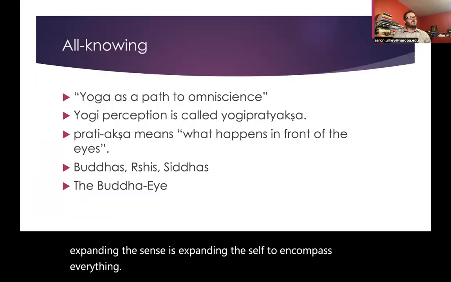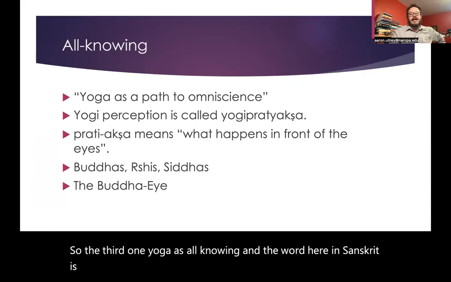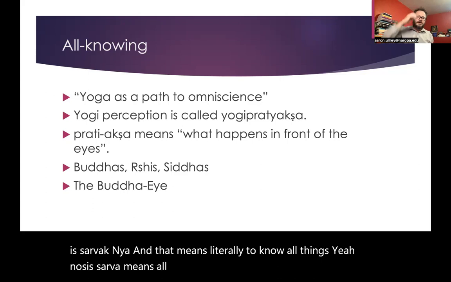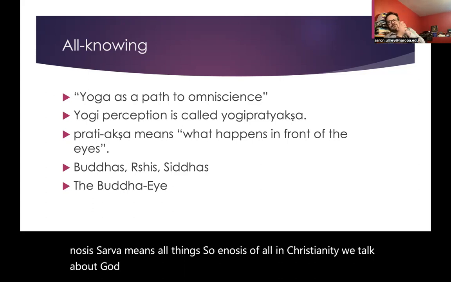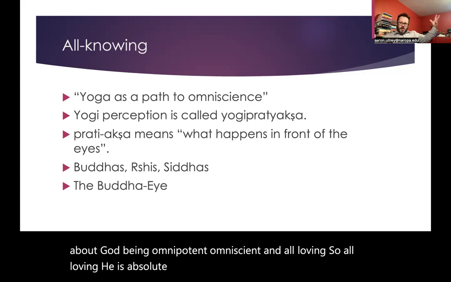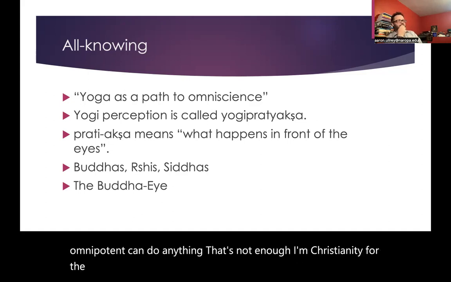So the third one, yoga as all-knowing. And the word here in Sanskrit is sarvajna, and that means literally to know all things. Jna, gnosis. Sarva means all things, so a gnosis of all. In Christianity, we talk about God being omnipotent, omniscient, and all-loving. So all-loving, he is absolute love. Omniscient, knowing all things, and omnipotent, can do anything. That's about enough on Christianity for the moment. There's always a chance to head back to it.